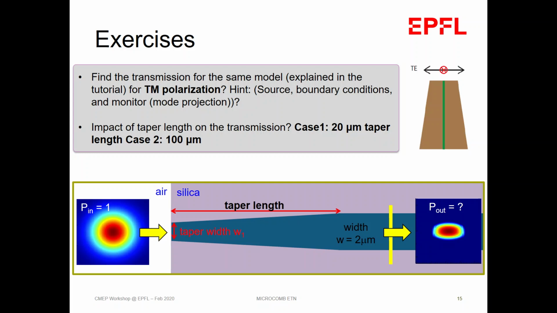And similarly, I think the question asked by Johan, we'll see how the impact of taper length affects the transmission. Just keep a 20 micron taper length, and then try to change the taper length to 100 micron, and you will see how it affects the transmission, because your mode is not adiabatically transformed from your fiber to your bus waveguide. So the length we're talking about, this length. So that's the two exercises that I put for this fiber-chip coupling session.